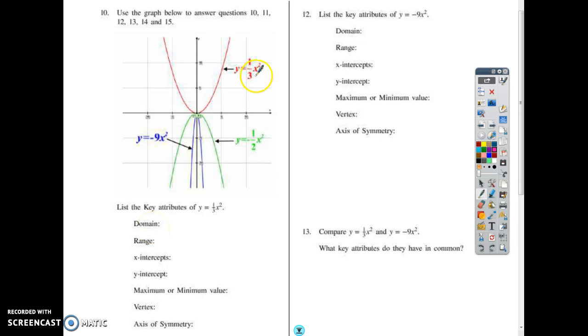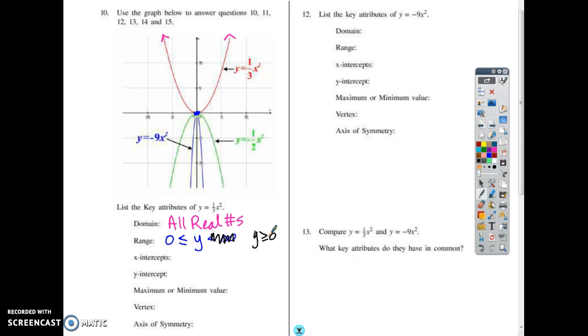So the domain for this one, what is it? All real numbers. I told you that if it's a quadratic, domain is going to be all real numbers every single time. Okay? Range. What is the lowest point that it goes to? 0. y greater than or equal to 0, less than, what's the highest number that it goes to? Infinity. So we don't need that part, and we can flip it. So it's y greater than or equal to 0.